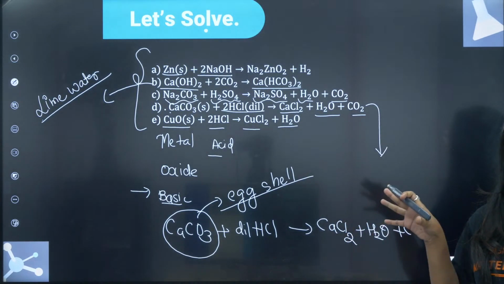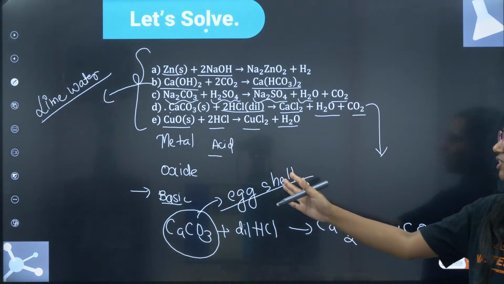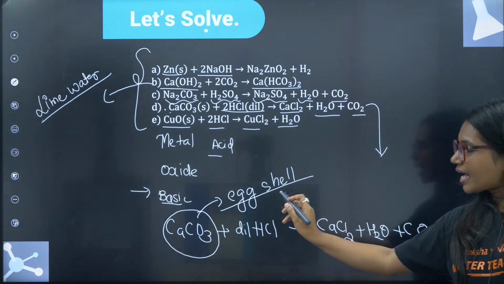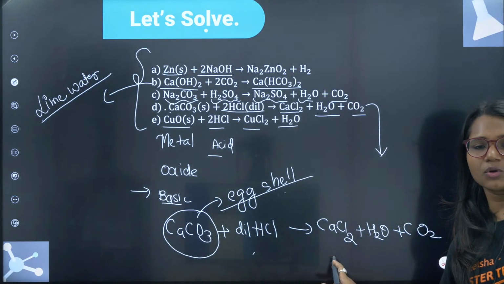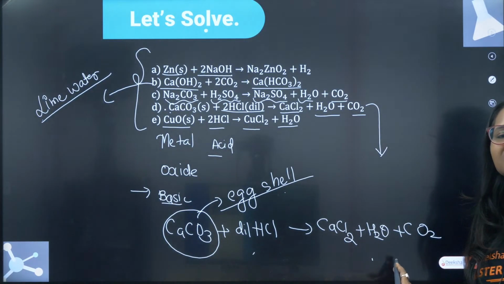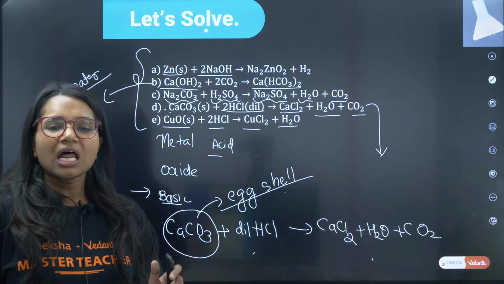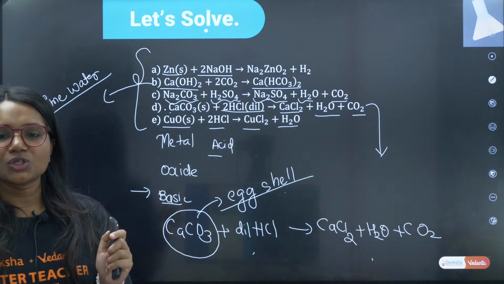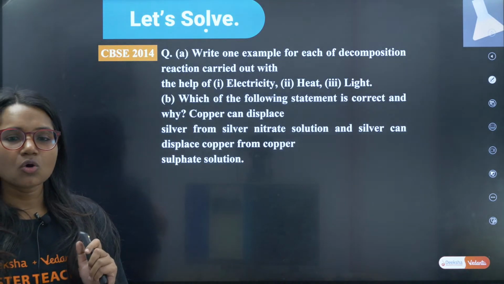If in the exam they ask you what happens if you put HCl on an eggshell, the eggshell is calcium carbonate. When you put dilute HCl, you get calcium chloride, you get water, and CO2 gas is released. Is that clear? Yes. So now we are moving to the next question. Okay, fine. So here is the next question.